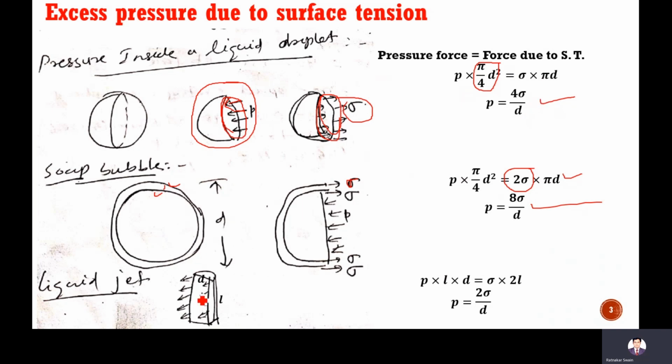In a liquid jet of length L and diameter D, the pressure force will be P into L into D, since this area is L into D. This is equal to sigma into 2L, since there is L on this side and L on that side. So the excess pressure will be 2 sigma by D.